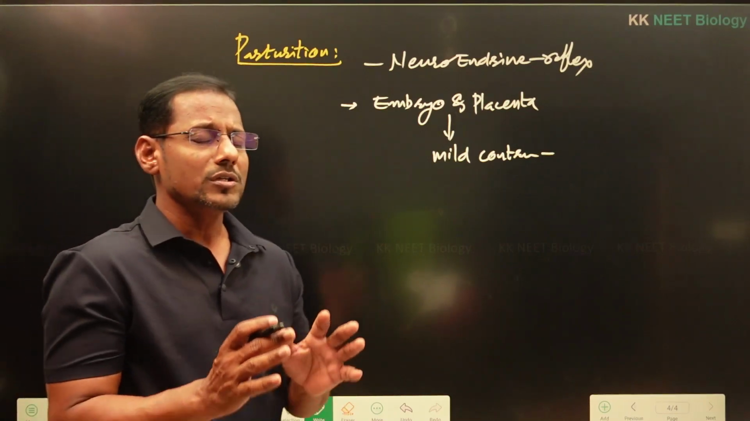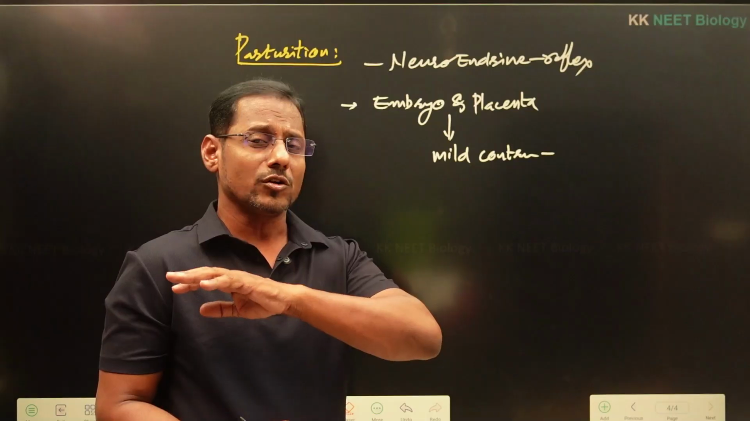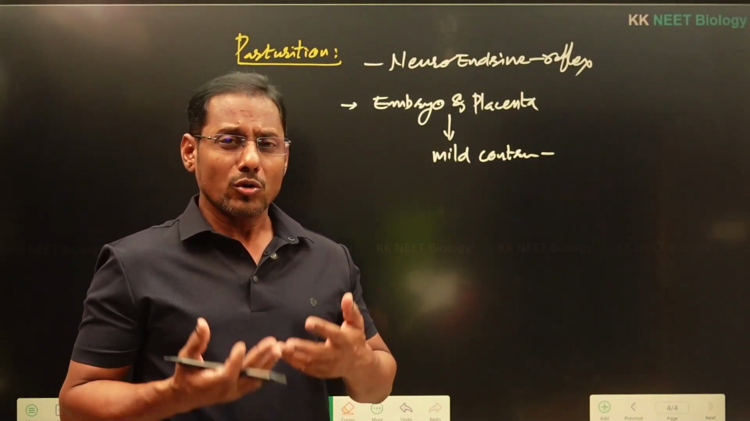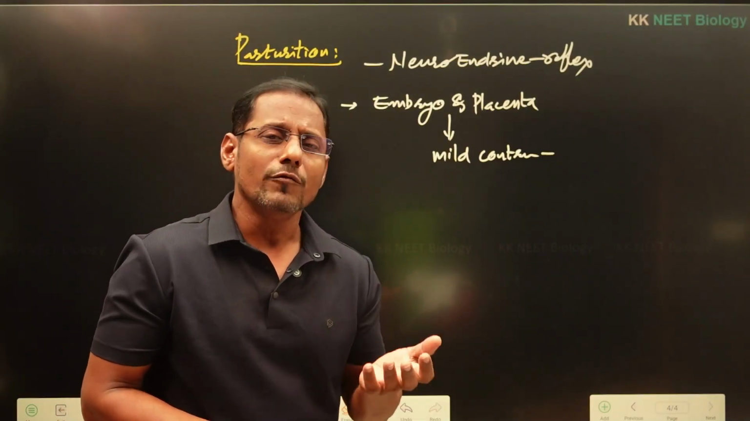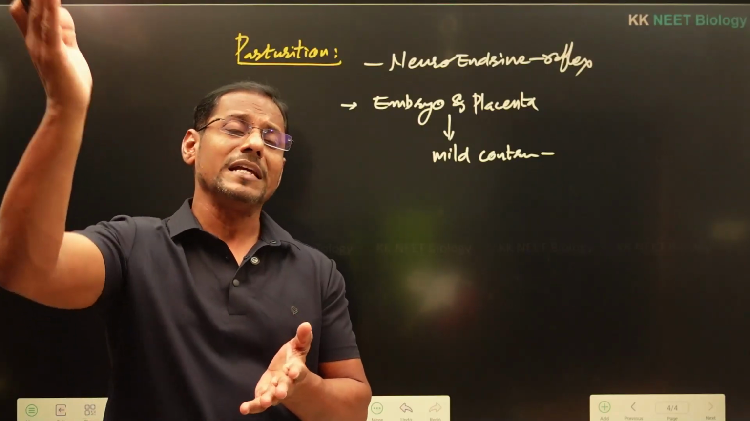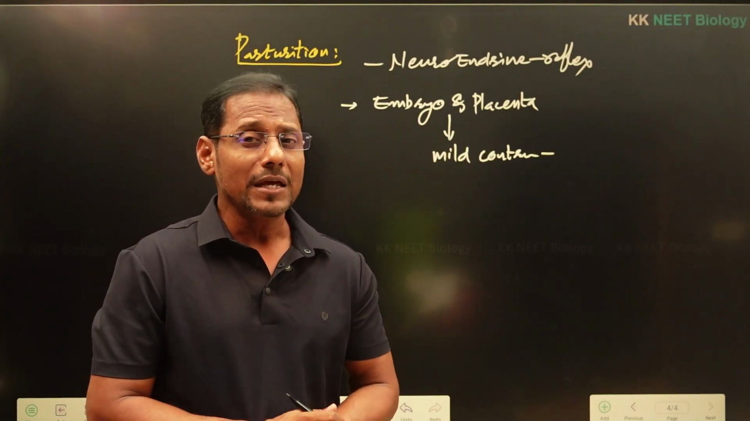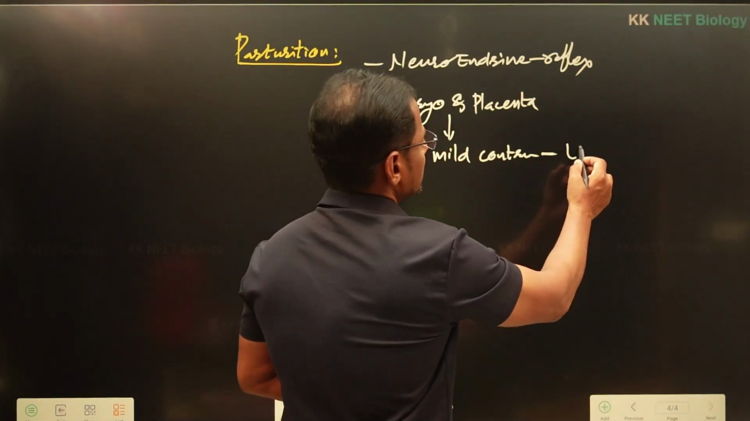Now the pains start very slowly at the time of parturition, not suddenly. The labor pains do not burst out suddenly. They start very slowly, and gradually they reach a peak. After that only there are unbearable pains for the mother, right? So here mild contractions take place in the uterus.